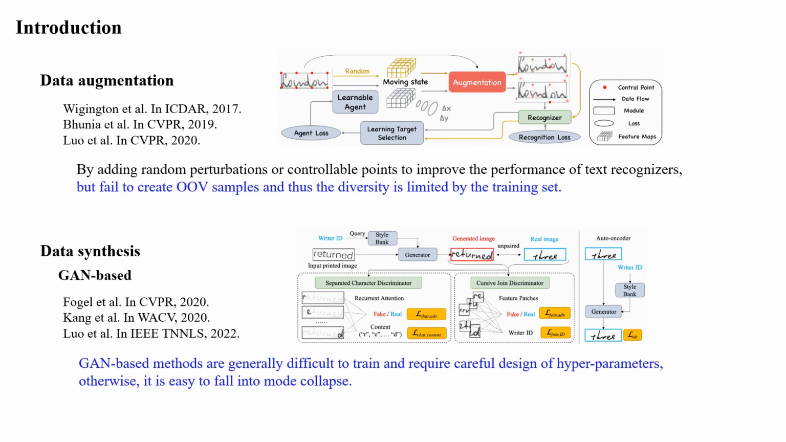Previously, a variety of data synthesis and augmentation methods have been proposed to enrich data for training stronger text recognition models. However, the augmentation methods fail to create OOV samples, and thus the diversity is limited by the training set. GAN-based methods are generally difficult to train and require careful design of hyperparameters, otherwise, it is easy to fall into mode collapse. Besides, most of the above data synthesis methods are only experimented on handwritten Latin text, without exploring generalization to other types of texts, such as scene text or handwritten Chinese text.